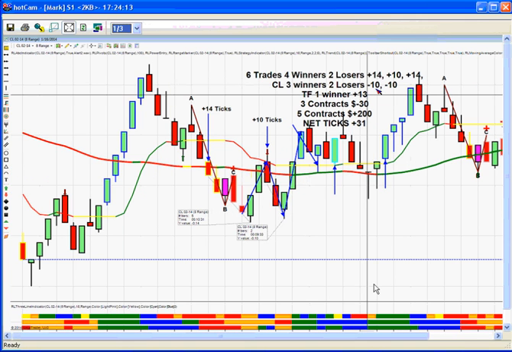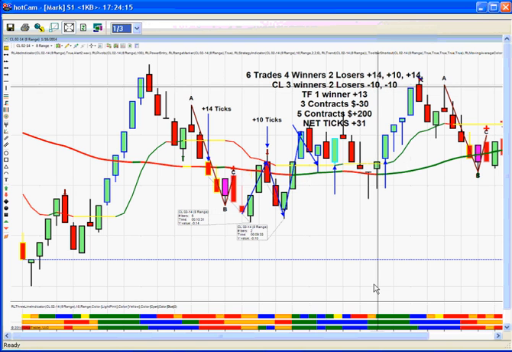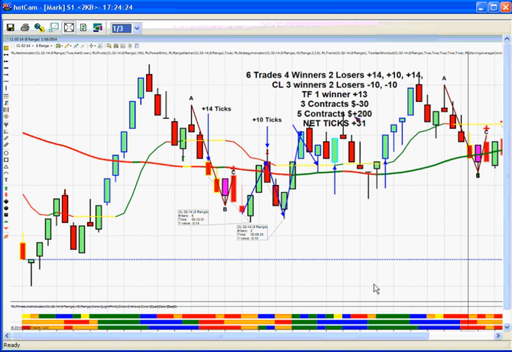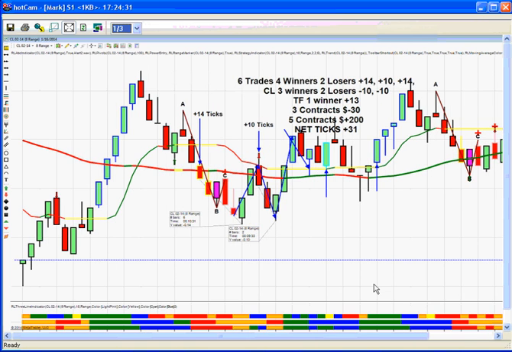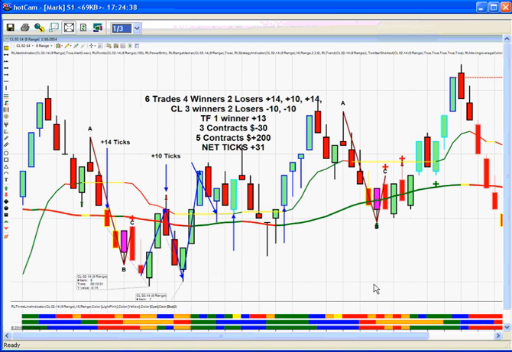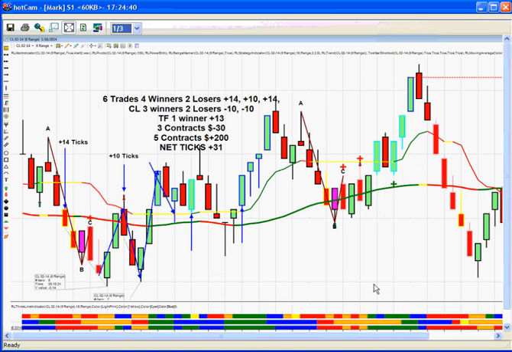I had a 13 on the Russell. Minus 10, and in this educational set, it was the most rugged day that we had in the room. On 3 contracts, you lost $30. And on 5 contracts, you made $200. And this is after a drawdown of $1,000 on 5 and $600 on 3. Come all the way up to a scratch loss on 3, and you're up to plus 200 on 5. Just let the system do the work for you.